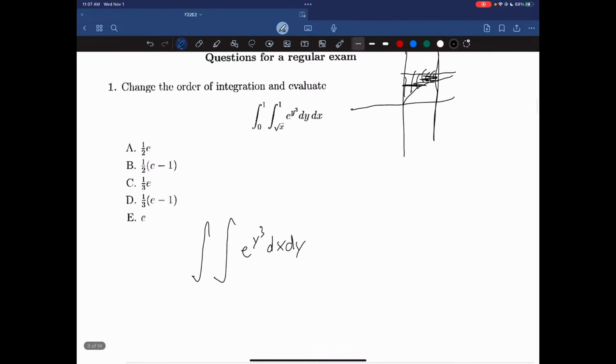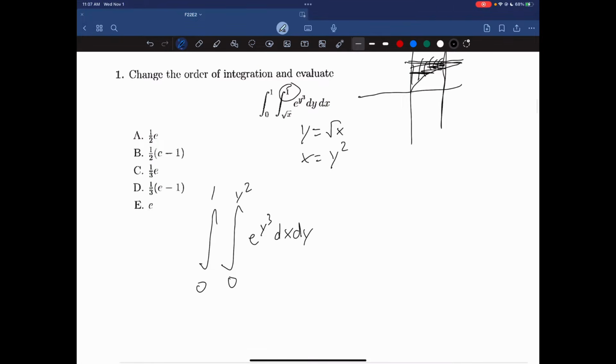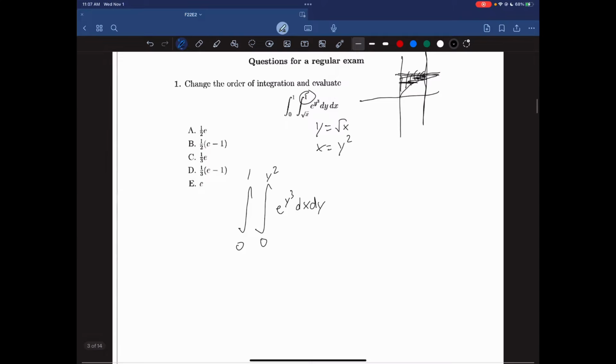So if we rewrite the curve, we have y equals root x right now, but we want it to be like x equals something. So square both sides, x equals y squared. So 0 to y squared, and then this line right here, as we know, it's y equals 1. So 0 to 1 is y. And this should be actually possible this time.